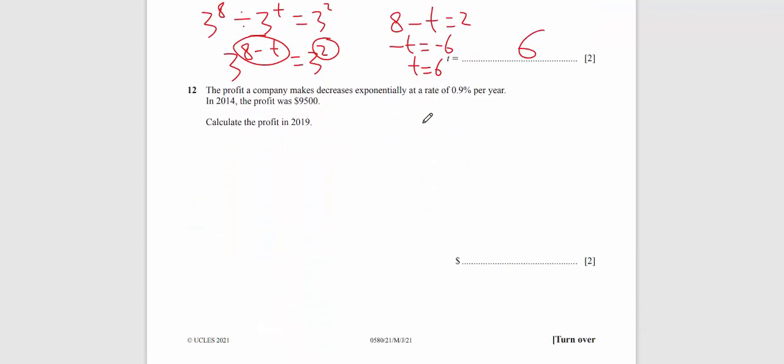Okay, let's look at number 12. The profit a company makes decreases exponentially at a rate of 0.9% per year. In 2014, the profit was 9,500. Calculate the profit in 2019.